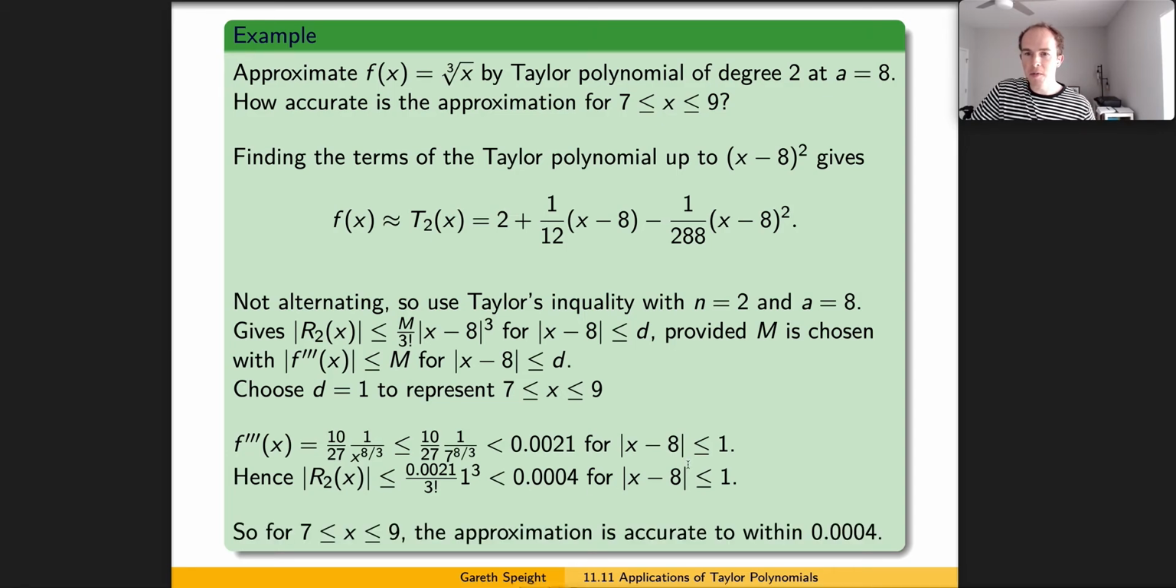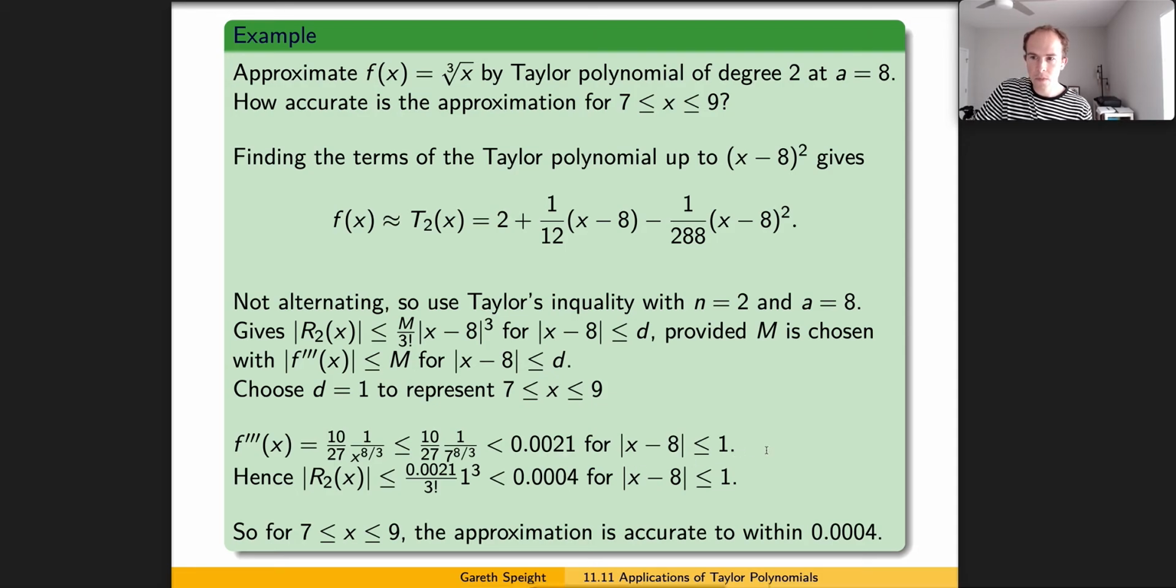Okay, so the steps with Taylor's inequality are to figure out what value of n we're using Taylor's inequality for. Here we're going up to the squared term, so that means we need to estimate R2. So Taylor's inequality tells us it's bounded by M over 3 factorial, absolute value of x minus 8 cubed. Come up with the bound on the derivative. That tells us what M should be, plug everything into Taylor's inequality, and we get the estimate for the remainder.